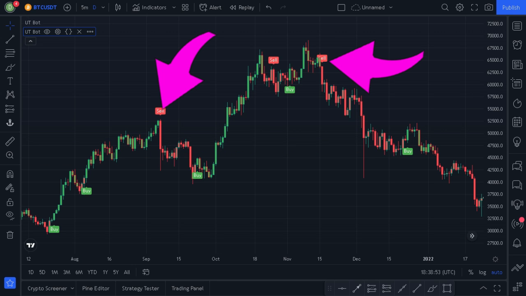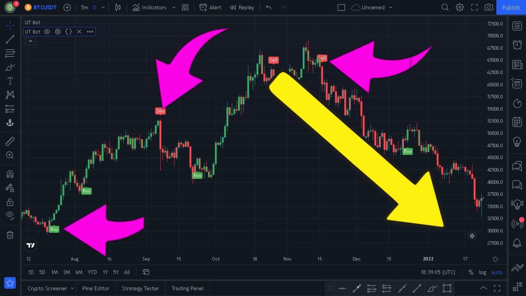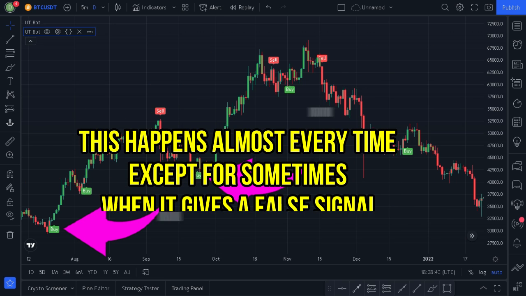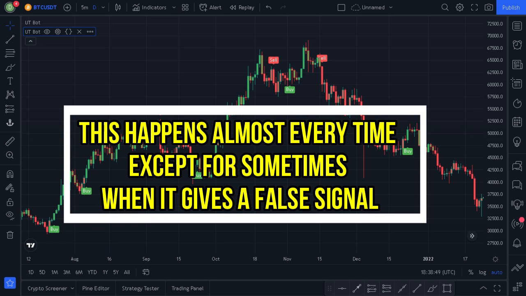You can see that when we get a sell signal here, the price is moving downwards, and when we are getting a buy signal, at this point, the price is as well moving upwards, and this happens almost every time except for sometimes when it gives a false signal. Let's take some examples to further bring more light to this strategy.